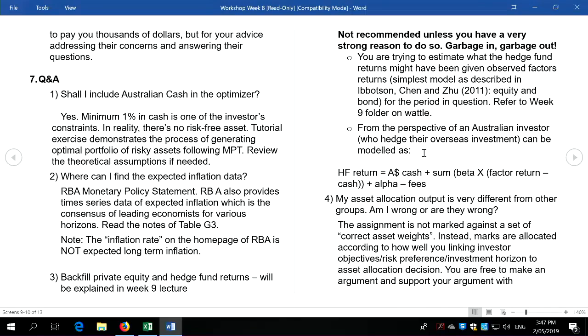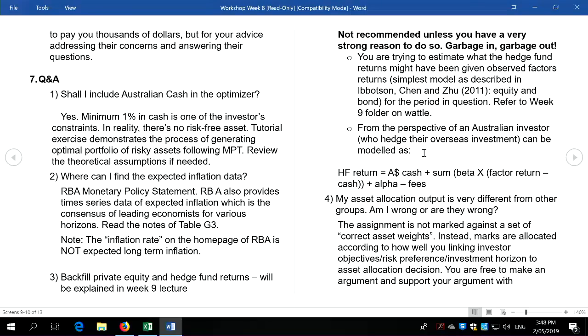Shall I include Australian cash in the mean variance optimization? Yes, Australian cash is a risky asset. There's no risk-free asset in the investment universe. It just comes with a minimum level of risk in your total portfolio. And especially, your investor does have the constraint of a 1% minimum asset allocation into cash. So you have to include Australian cash in the mean variance optimization and your bootstrap analysis as well.